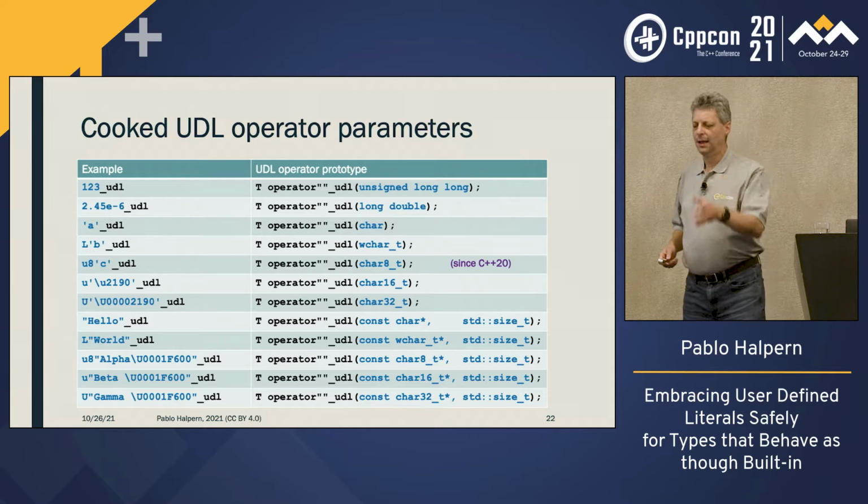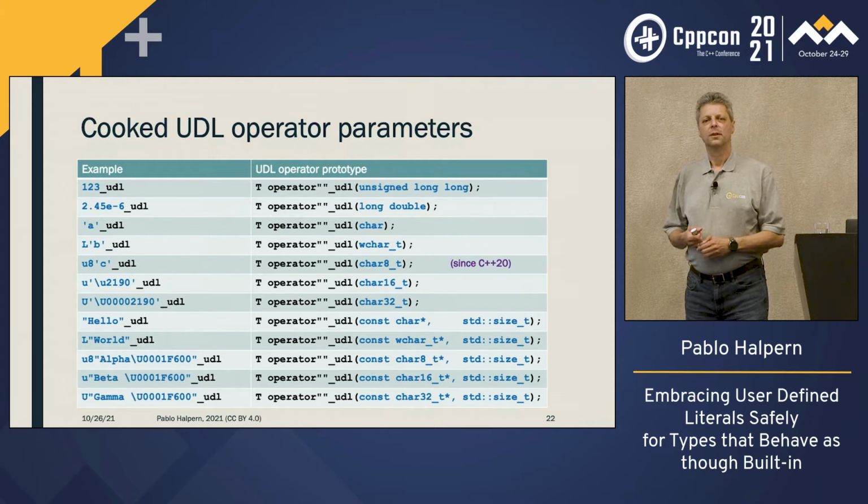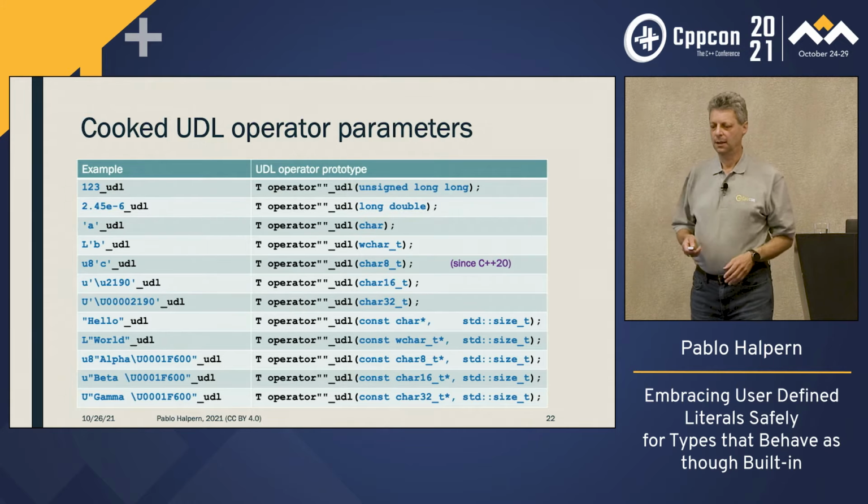So these are the 12 overloads, all in one place. The thing to note is that for the integer, floating point, and character literals, they each take one argument of that type. And for the string literals, they take a pointer to the appropriate character type and a length.